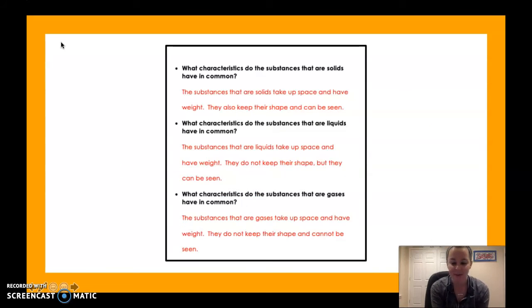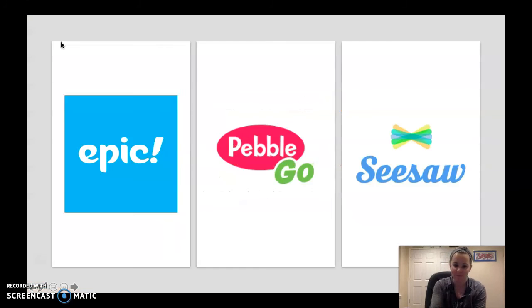Students will then examine their sort to identify the key characteristics of the substances that are solids, liquids, and gases, to begin to form their own definition for each state of matter. Students may find it was difficult to find examples of gases in the classroom. That's where Epic and Pebble Go can be great additional resources to help them refine their definitions. All results can be shared on Seesaw to help students explain their understanding.